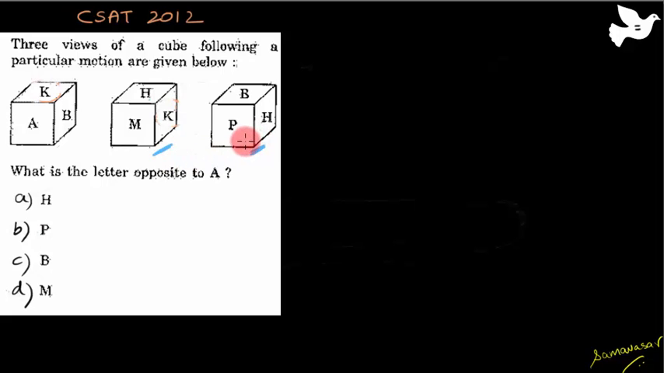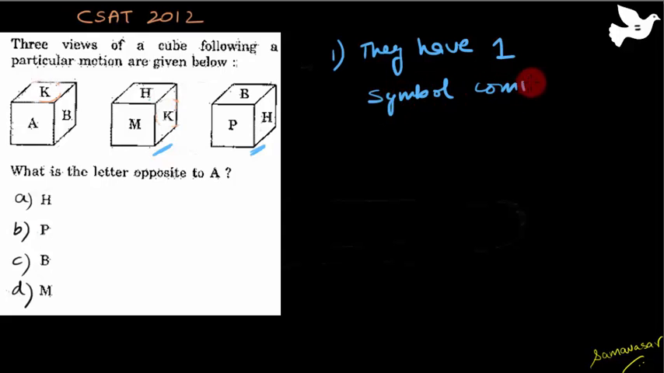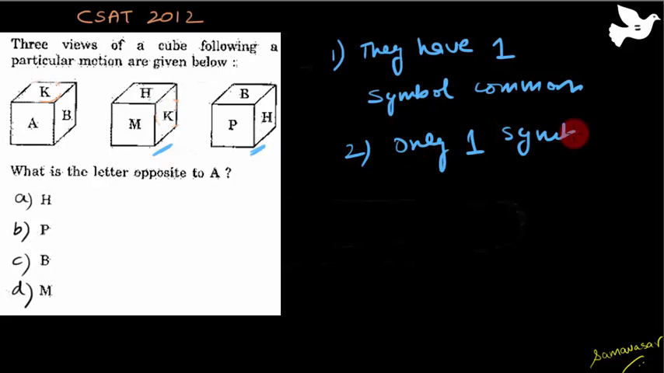Now if these two cubes satisfy two particular conditions. One is they have one symbol common, and the second is that they have only one symbol common. In this case, you can see, H is common between these two and there is no other symbol which is common. So if you have only one symbol common and A is not contained in these two cubes, then the letter opposite to A is simply the common letter, in this case H. This is your answer and you are done. This is all you need to do.